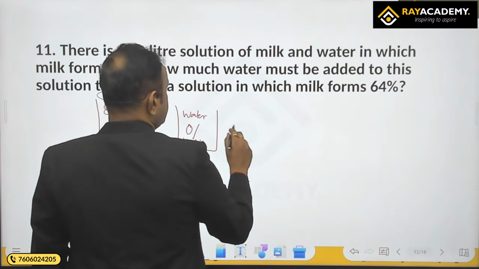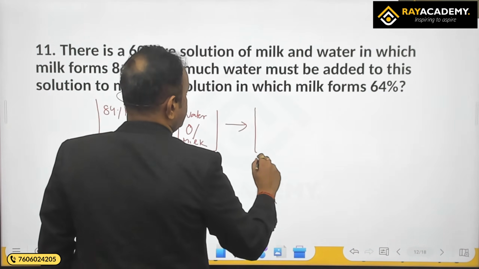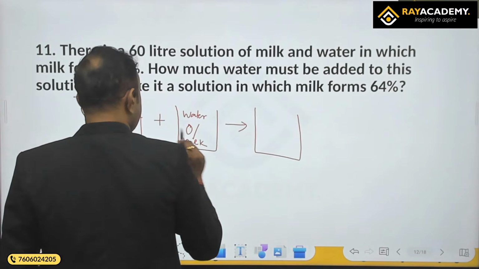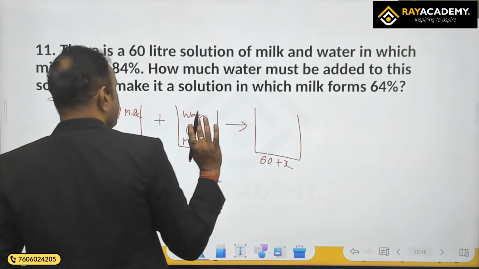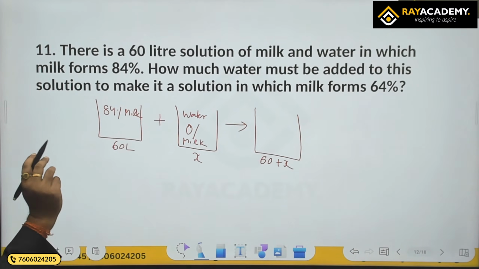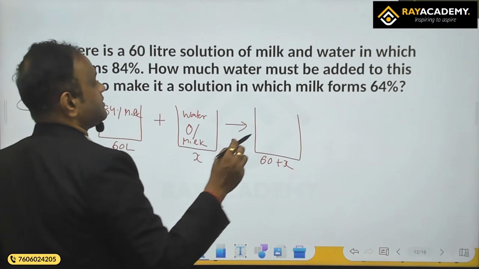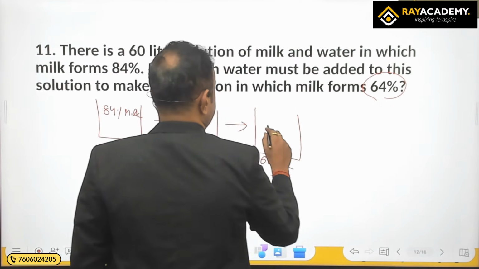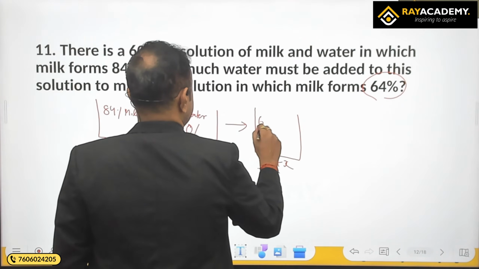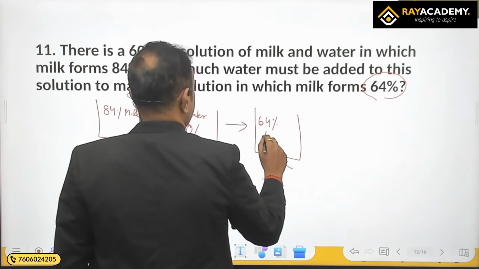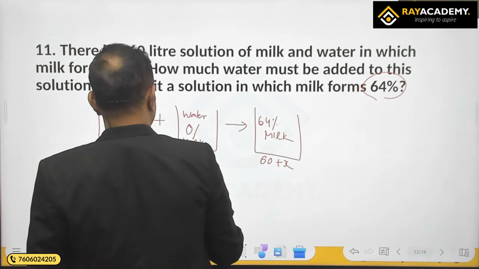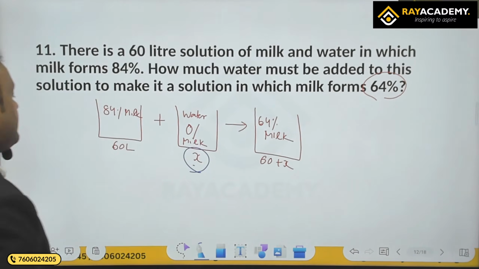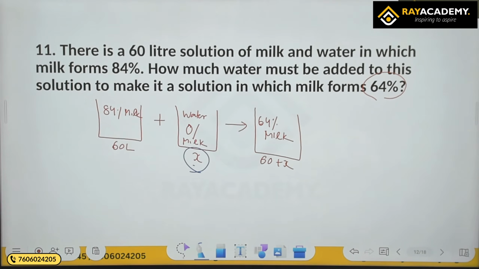Once I add this, the volume of the mixture will be 60 plus x, and it is again a milk and water solution. But as per the question, they are saying it is 64% milk. Now what is the question they are asking? What is the content of water, that is x, what is the value of x? Hope you understood this question.